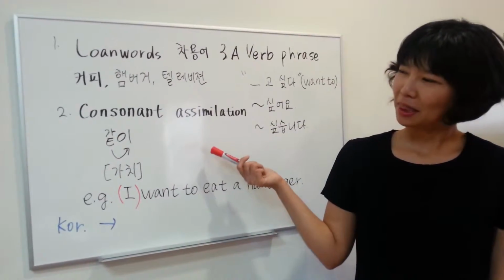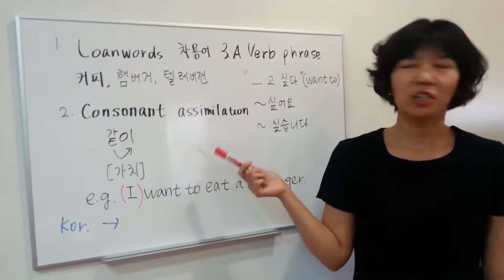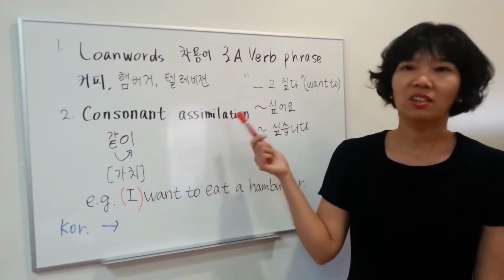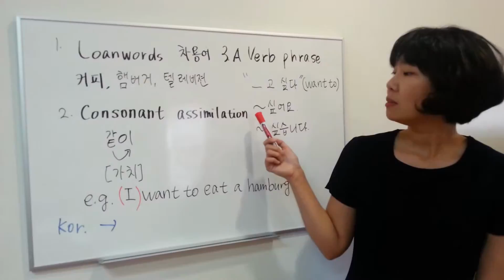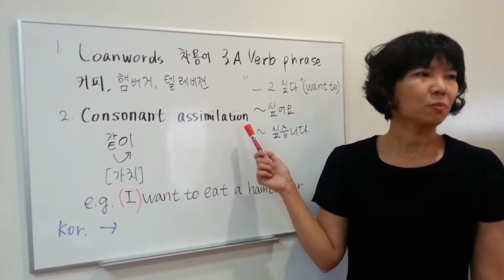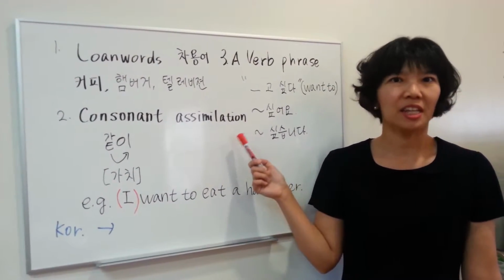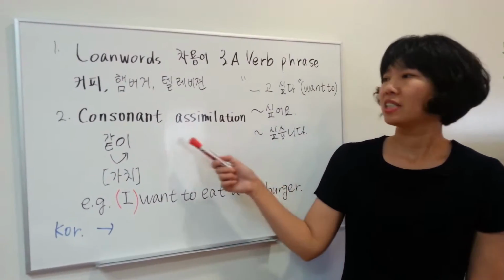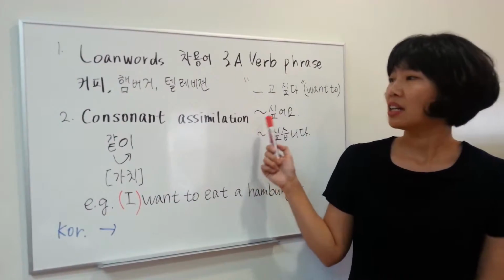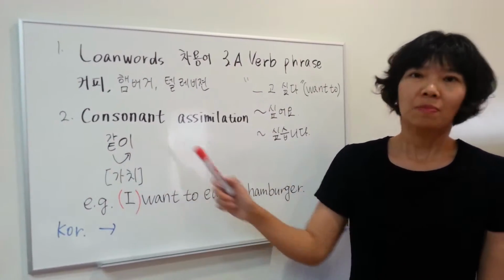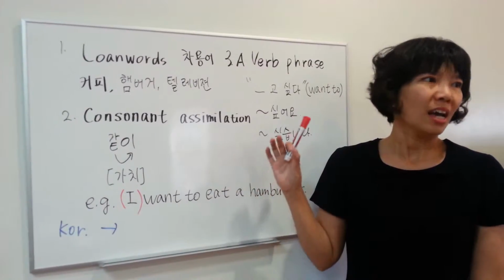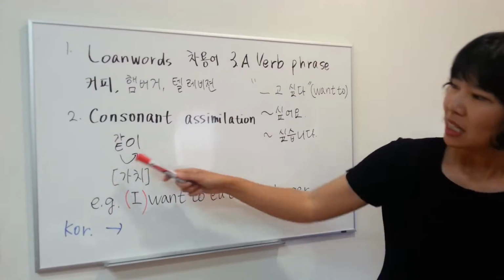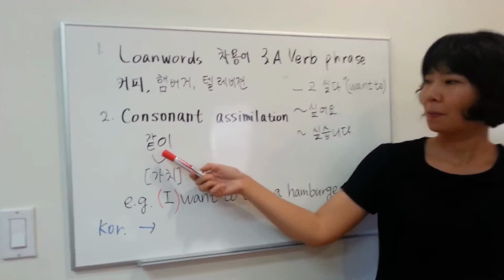I observed some difficulties among my students, that because of this consonant assimilation phenomenon in Korean, a lot of people, especially foreign students, think it's very difficult to pronounce some Korean words, because sometimes each syllable doesn't actually sound the same as each phoneme. Such as this word, let's look at this word together.